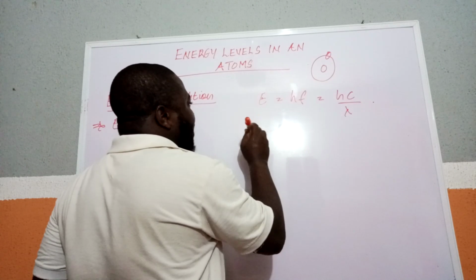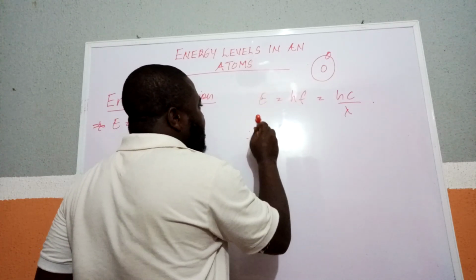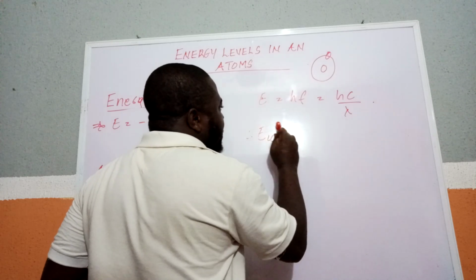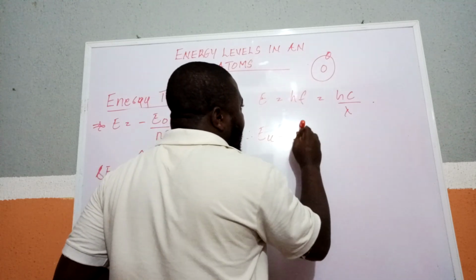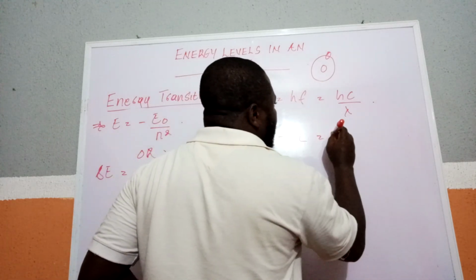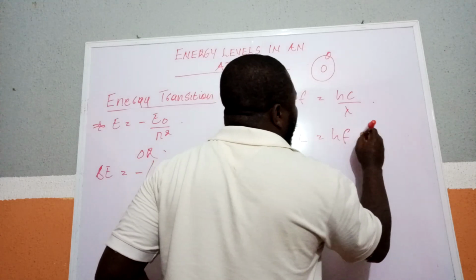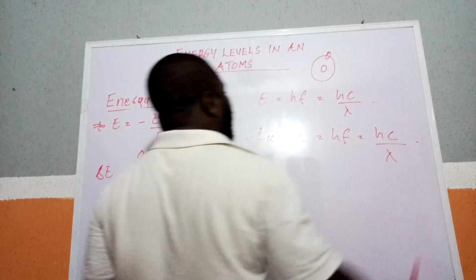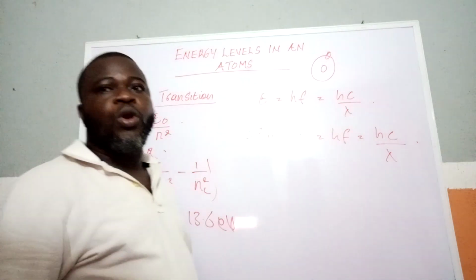So let us assume there's a change now. That means I can still have E as upper energy minus lower energy, which is also equal to HF, also equal to HC over lambda. These are the principles that we are going to use in the questions by next class.